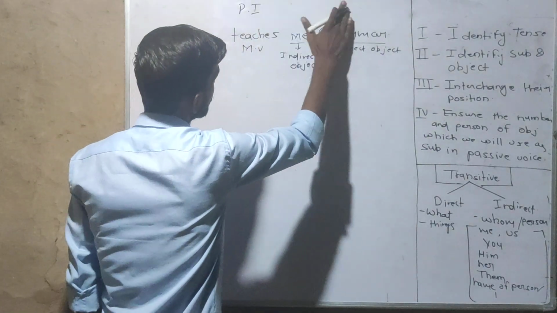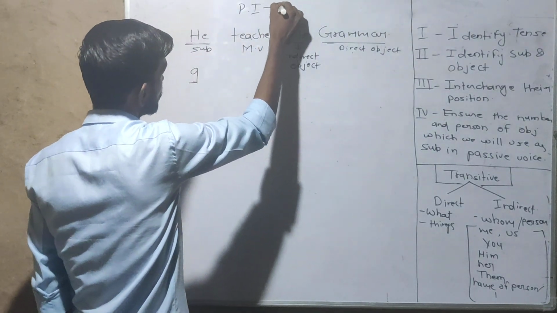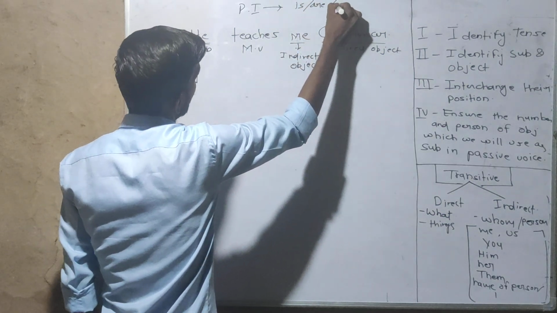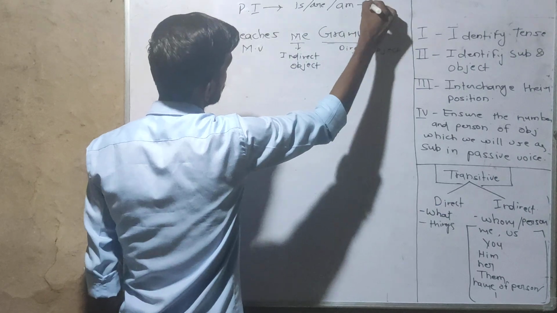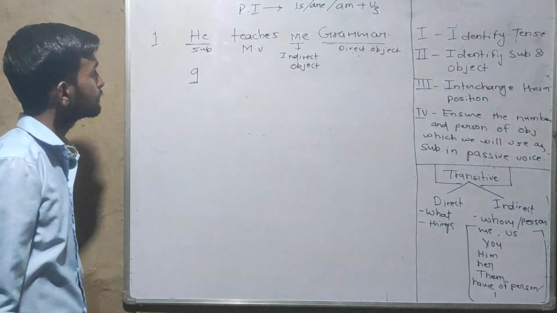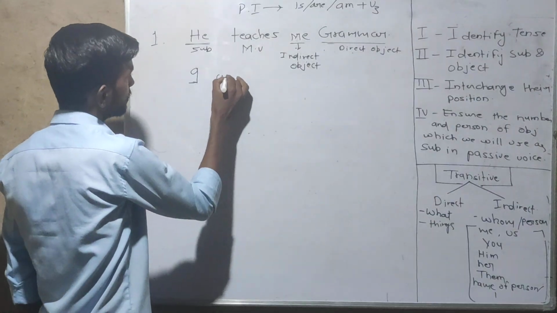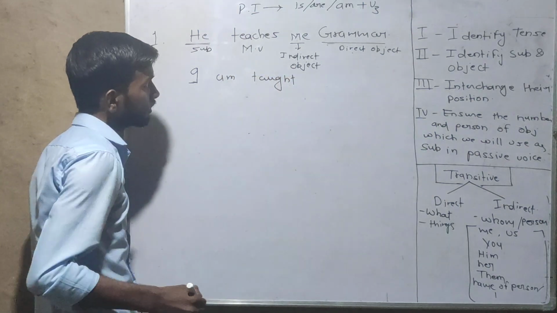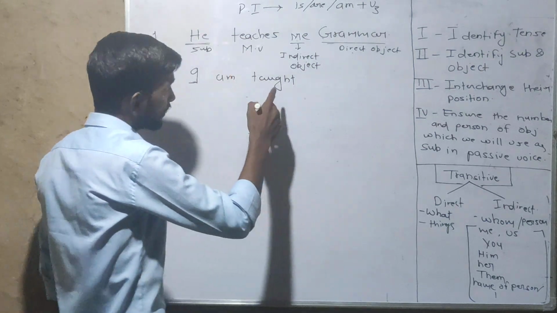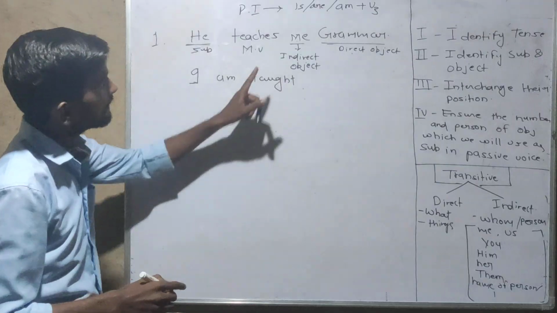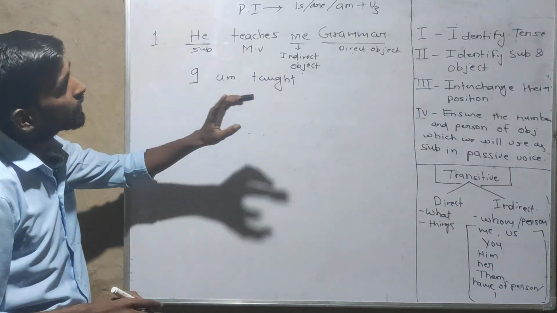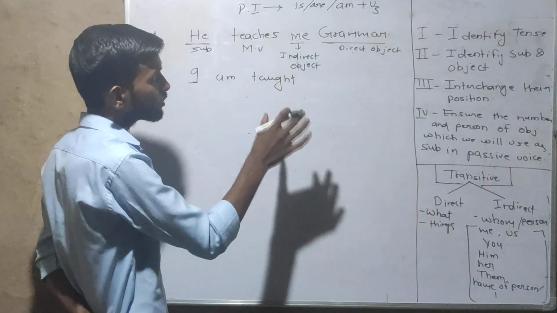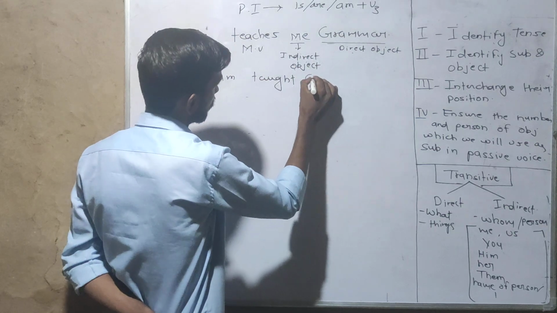In previous classes, I have told you present indefinite tense generally changes into is, are, am plus V3, the third form of verb. So I take "am", and the third form of teach is "taught". I am taught. Now when we are changing voice using the indirect object, we don't have to do anything with the direct object. We simply write the direct object as it is. I am taught grammar, right?